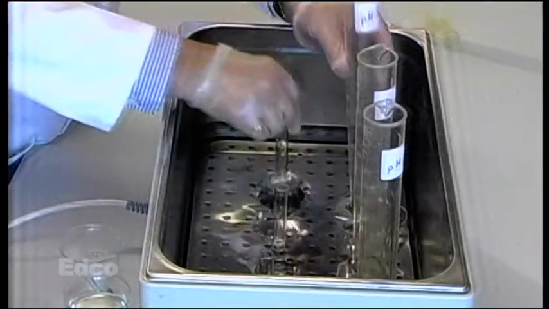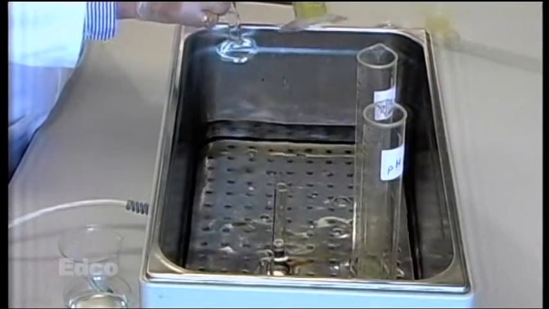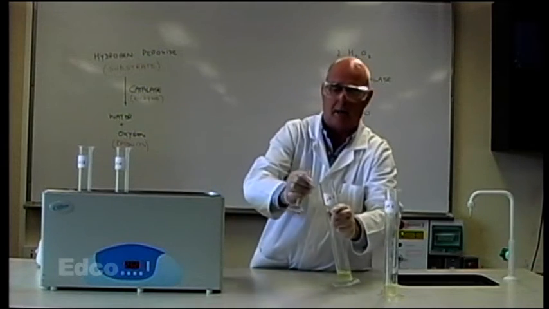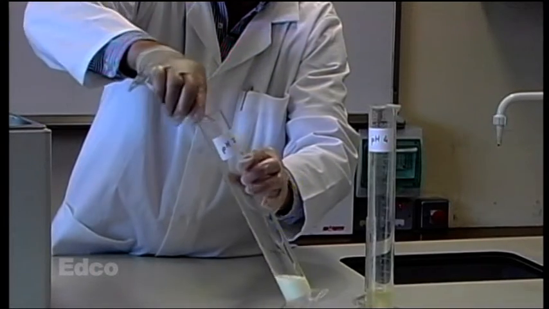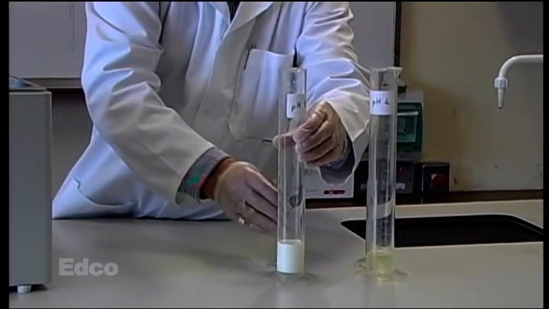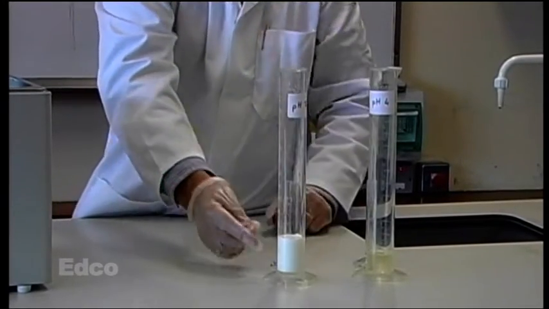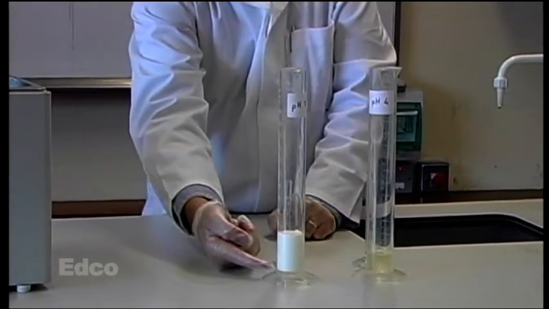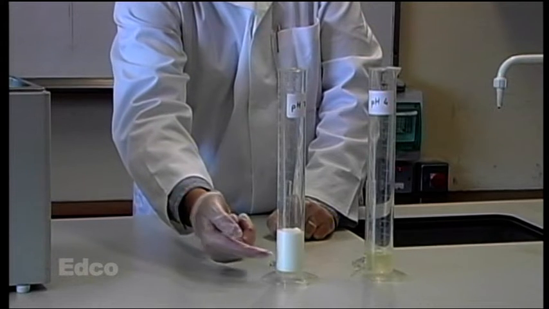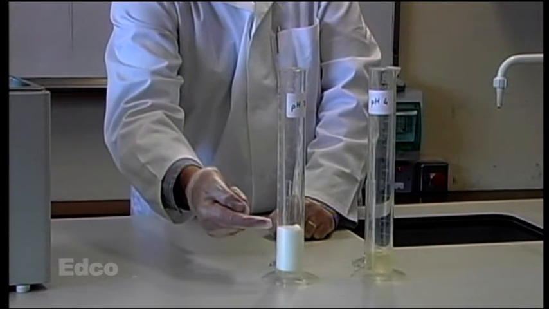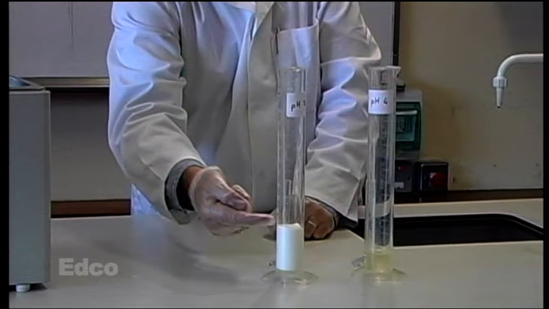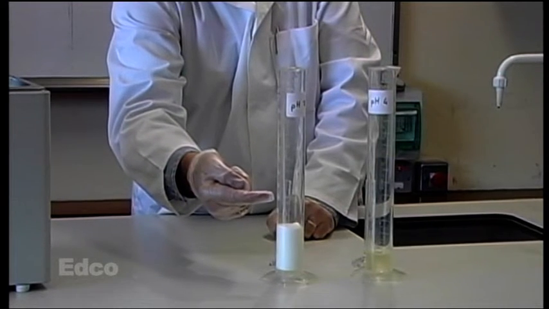In the second one, we add the hydrogen peroxide down the side, and straight away we see bubbles. And tiny bubbles are formed down here. The bubbles are oxygen. They react with the washing up liquid to produce foam. We wait 2 minutes and we'll record the level of foam after 2 minutes.